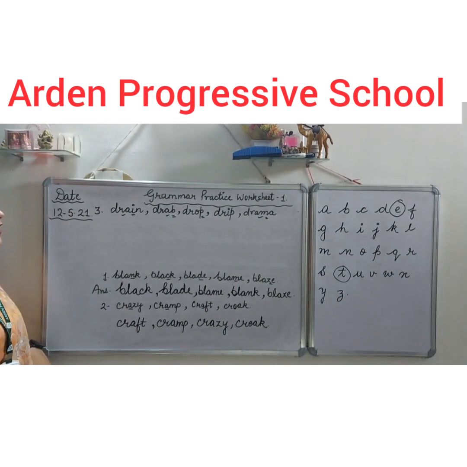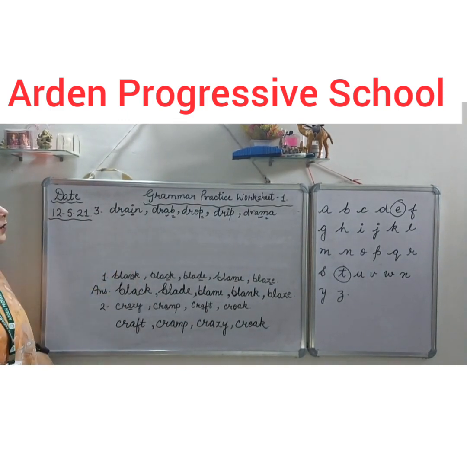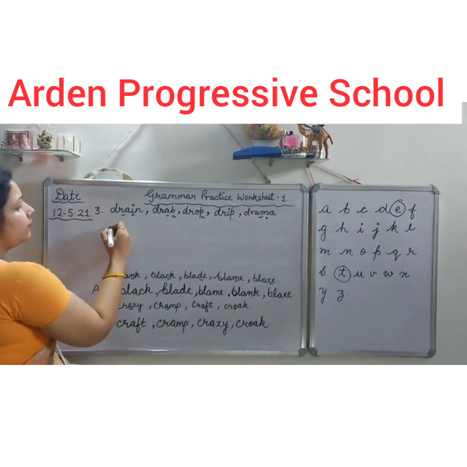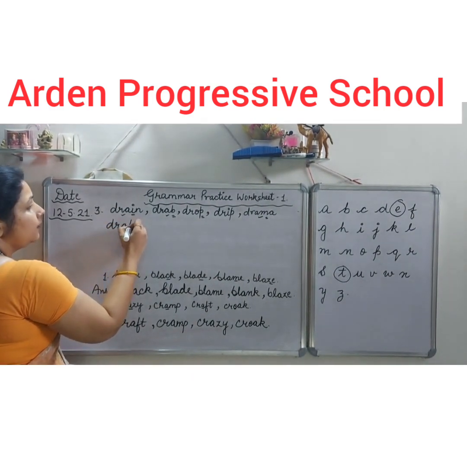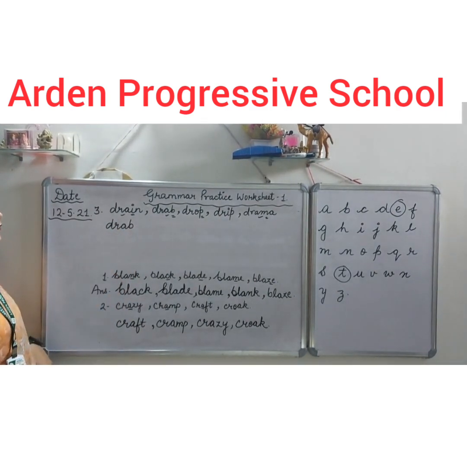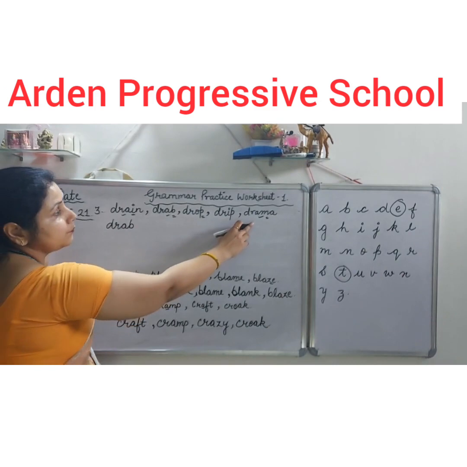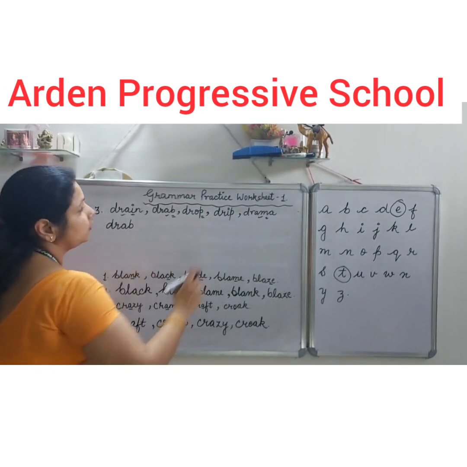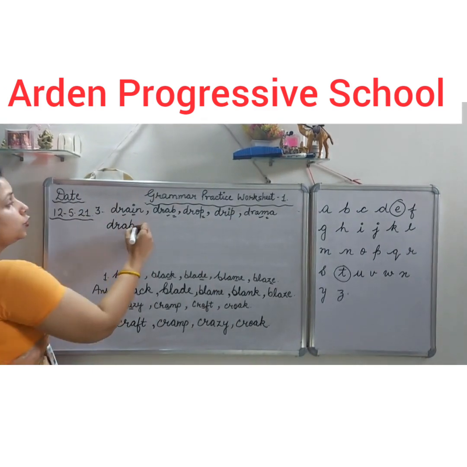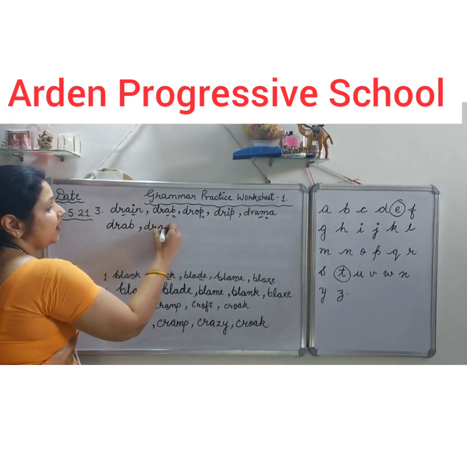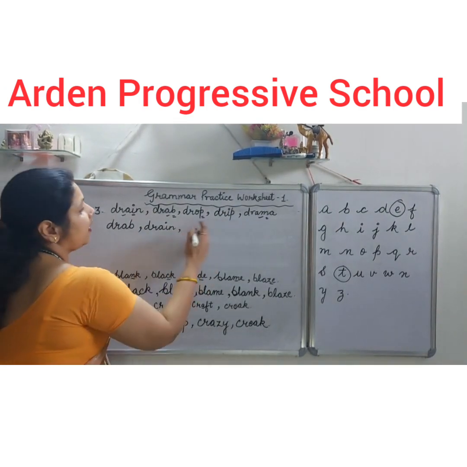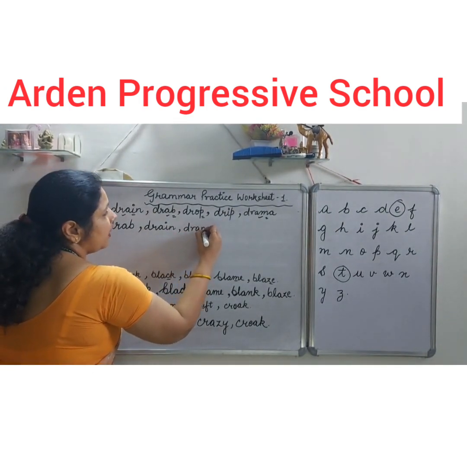So, which will come first? D-R-A. B is here. So, B will come first. First you will write D-R-A-B. Fourth letter you are comparing. So, B will come. After that, which will come? Fourth letter, 1, 2, 3, 4, M is here. I is here. So, you will write first I, D-R-A-I-N, drain. And after that, you will write D-R-A-M-A, drama.